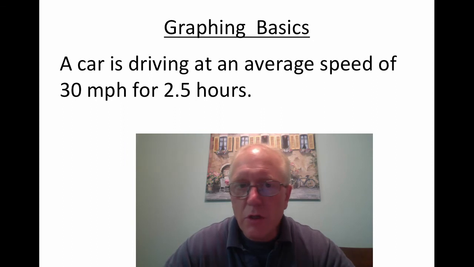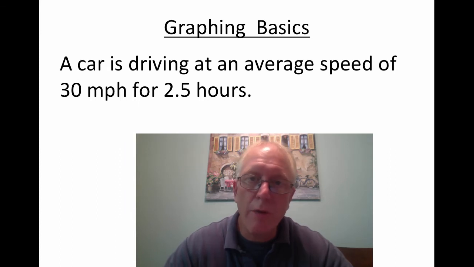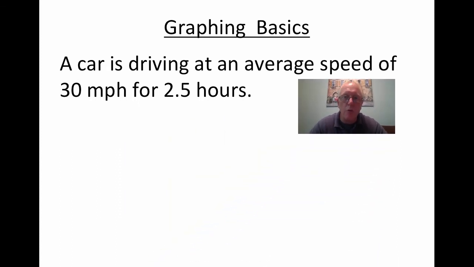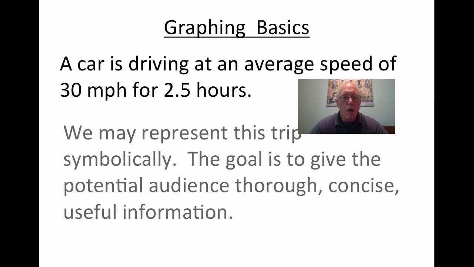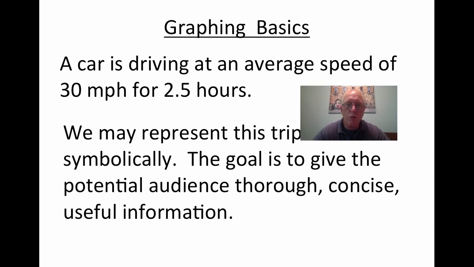First off, I'm going to consider a car driving at an average speed of 30 miles per hour for 2.5 hours. Something that we've talked about already in class, something similar to what we've talked about. So we are going to represent the information symbolically. That's our goal here. And really we've already been doing that, representing things symbolically. Our equations are a symbolic representation of the motion. Here we're going to do it with a graph.